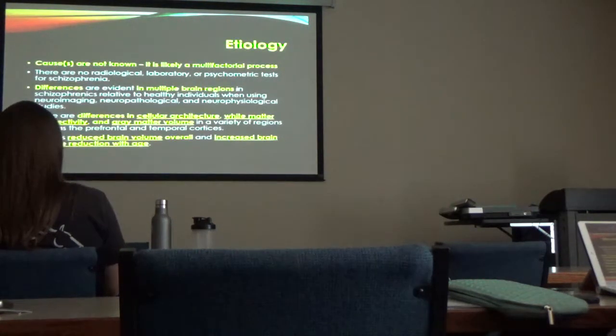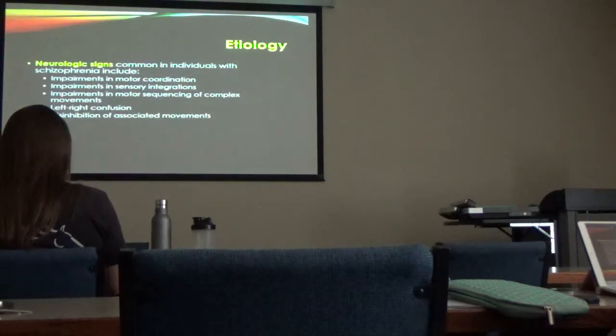There are differences in many brain regions of a normal person relative to a schizophrenic when you do neuroimaging, take pathological samples, or do neurophysiologic studies. Some of the things they've noted: differences in cellular architecture, white matter connectivity, and gray matter volume. It's interesting that schizophrenics have a reduced brain volume overall compared to people who don't have schizophrenia, and their brain volume reduces even more as they get older, and faster than in a person who does not have schizophrenia. So they really have a brain disorder, bigger and more pervasive maybe than we can appreciate.